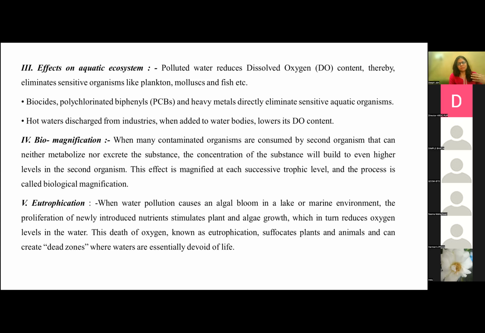So whatever we are consuming as non-veg food, if the heavy metal content in that is already high and it is being consumed by the second level and not getting metabolized, then in the second trophic level, it is magnified to a manifold extent.